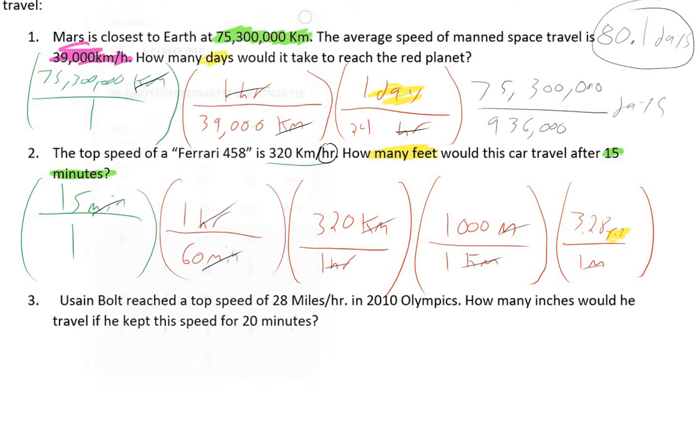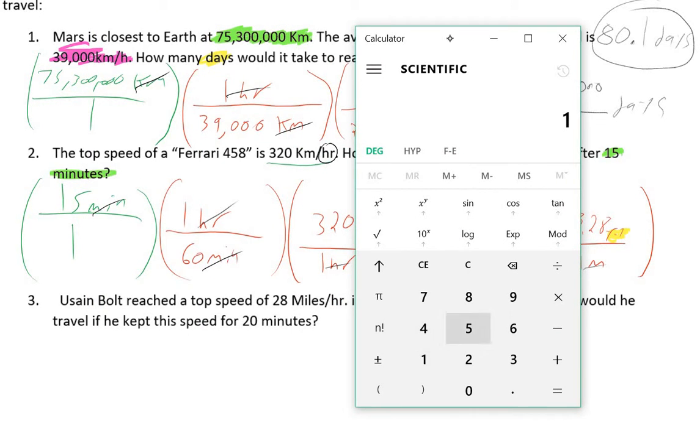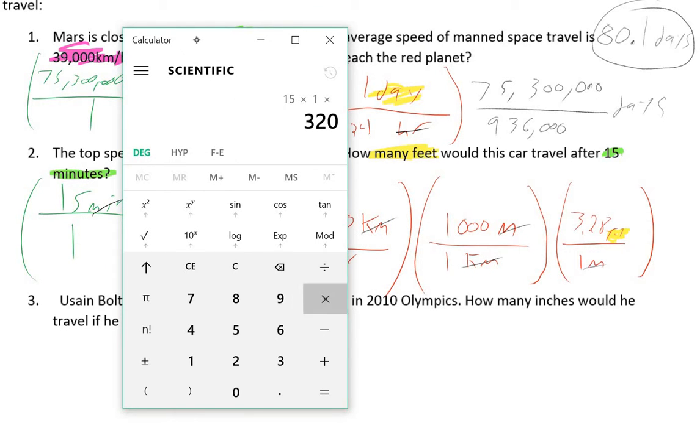So let's start here. It's going to be 15 times 1 times 320. Now some people feel like it's weird to multiply by 1, and you don't necessarily have to. It's just to let you all know the steps that I'm taking, so I'm being consistent. 3.28. And what we're left with is this crazy huge number.